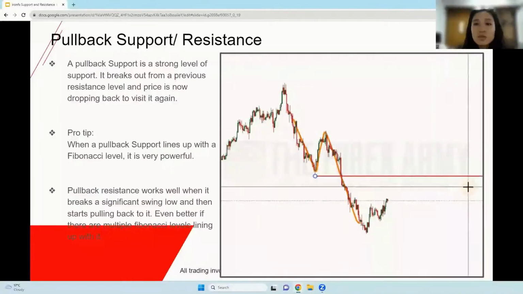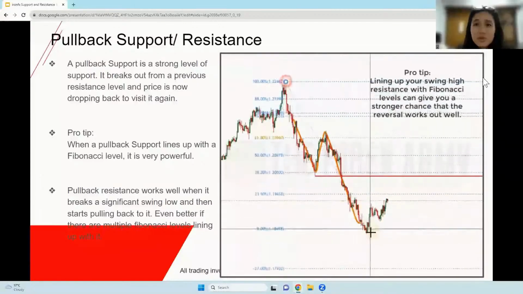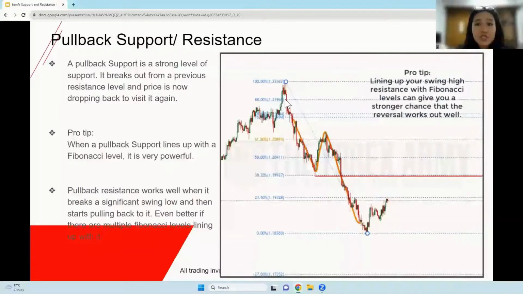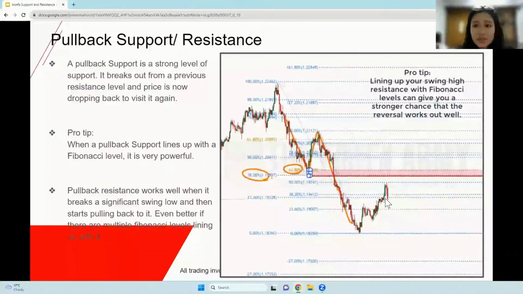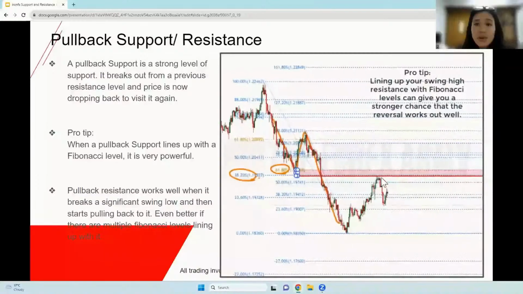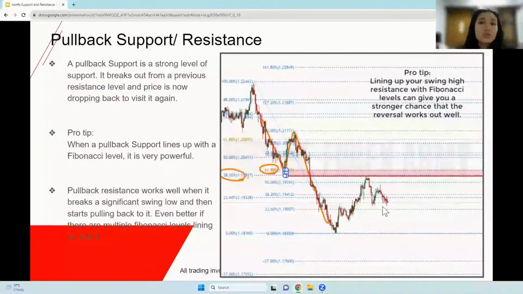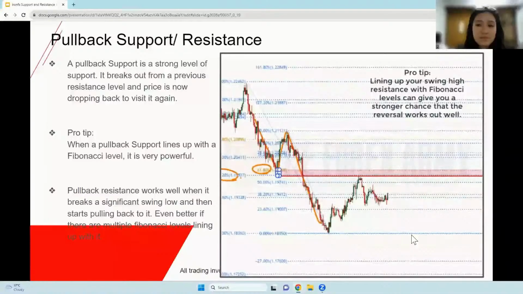Now if we talk about the Fibonacci levels, here we are using a Fibonacci retracement, and I'm circling the 38.2 because it lines up nicely with my retracement. Once again, I have another retracement. In this case, the 61.8 lines up with my pullback resistance level. Now you can see that price really pulled back to our resistance and bounced off of it and headed downwards again.